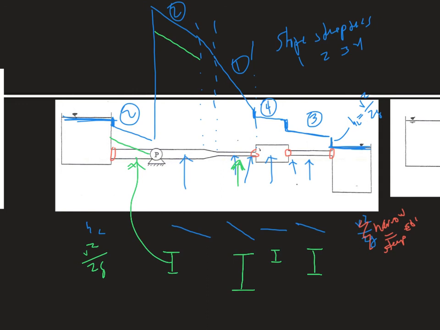I want it to be parallel. Let me undo that. So it's going to be like cruising. Ah, I can't draw parallel to save my life. Whatever, something. And in between those two, this is going to go like this, concave downwards.